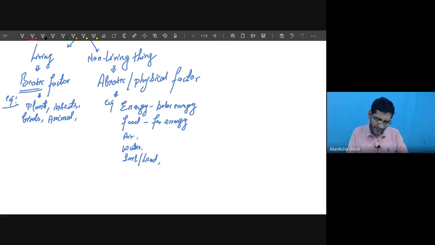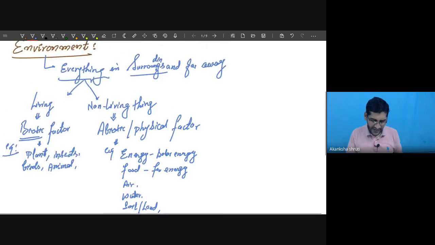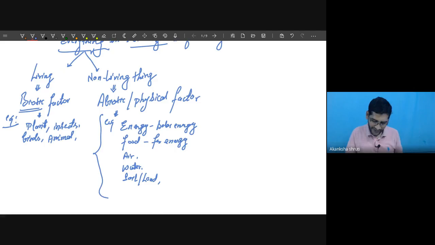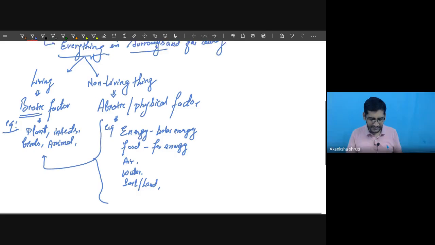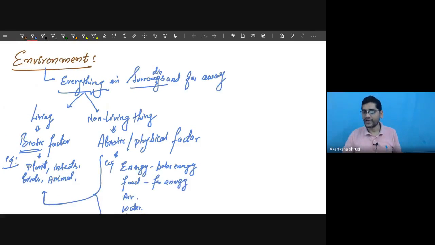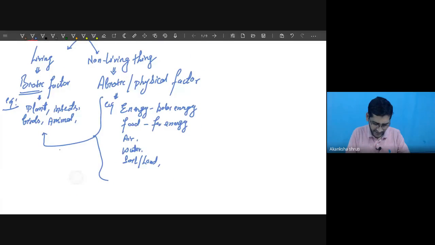So what we observe is that the abiotic factors are inherent for the survival of biotic factors. Unless these abiotic factors are present, the biotic factors, the living beings, cannot exist. So these are needed for their existence and survival.